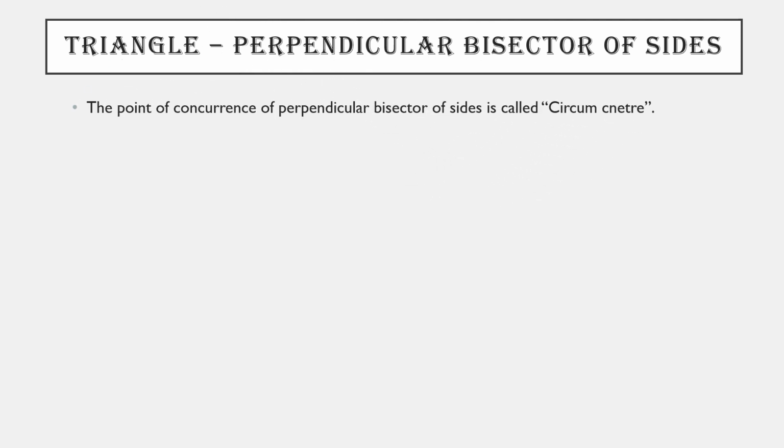In the same way, if you take the perpendicular bisectors of the sides of a triangle, they are also concurrent lines, and the point of concurrence of the perpendicular bisectors of the sides is called the circumcenter. The point of concurrence of the perpendicular bisectors of the sides is called the circumcenter. Yes, spelling mistake, C-E-N-T-E-R. Okay, circumcenter. And it is denoted by S. Generally the circumcenter is denoted by the letter S.